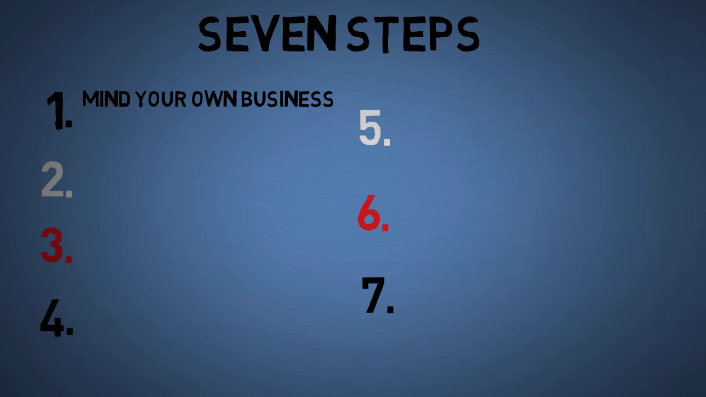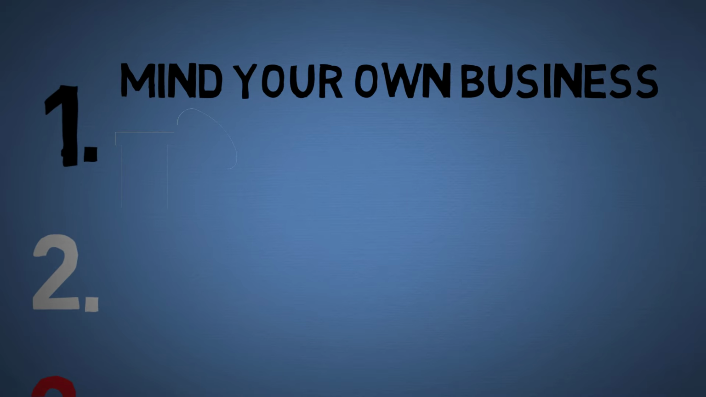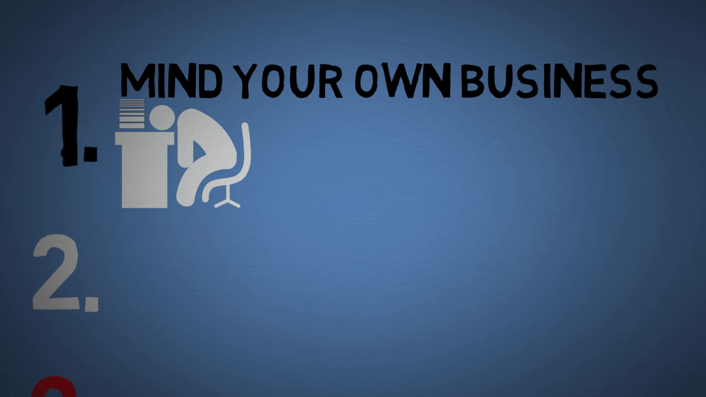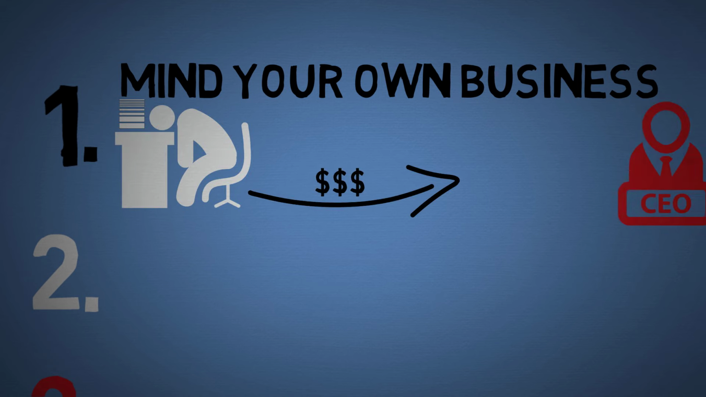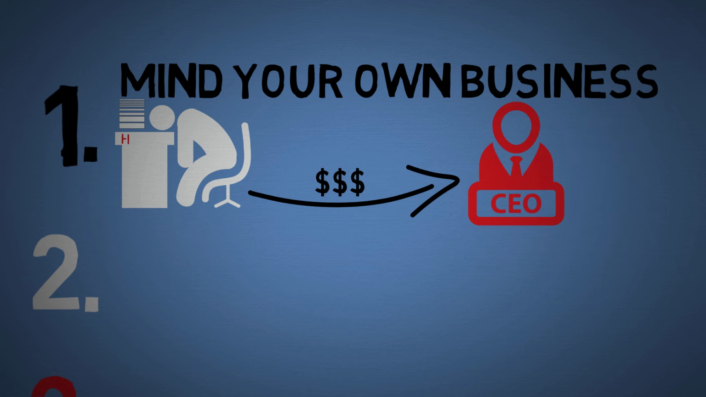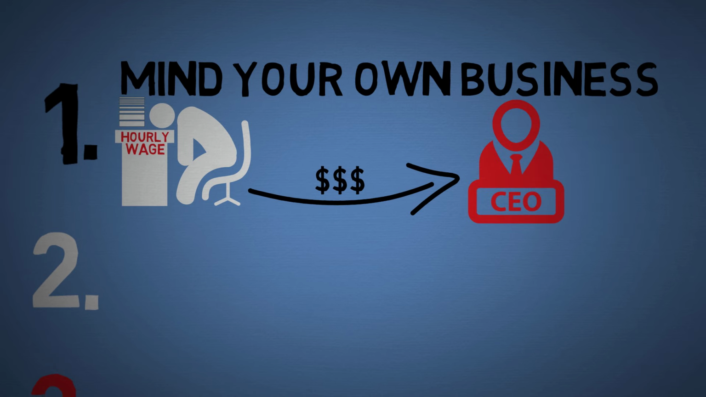Lastly, I want to give you Robert's 7 steps to moving from one quadrant to another and therefore reaching your financial goals. First up, mind your own business. If you don't mind your own business, then you will work to make other people rich. You'll work in a big company and make your boss rich. You'll work as a lawyer and finish deals that are worth millions, but you'll remain with an hourly wage.